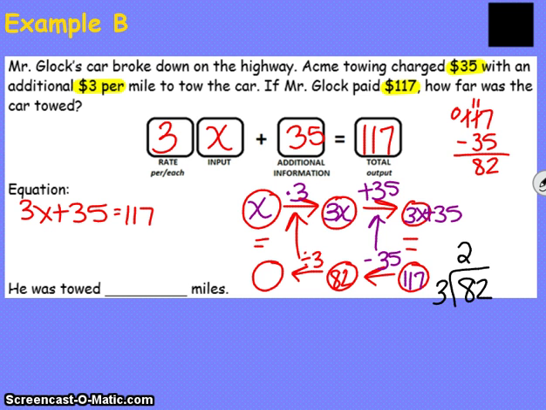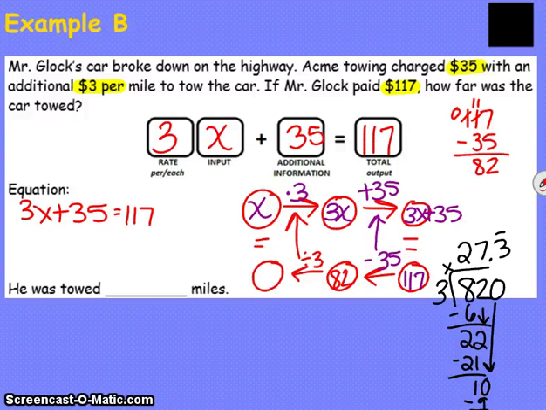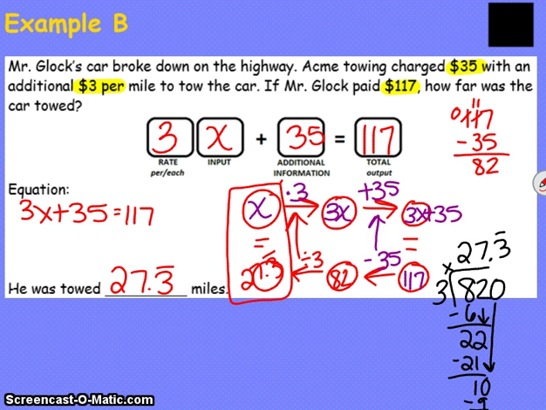3 goes into 8 2 times, and 3 times 2 is 6. 8 minus 6 is 2. Bring down this 2. 3 goes into 22 7 times, and 7 times 3 is 21. 22 minus 21 is 1. Got to add a decimal and a 0. 3 goes into 10 3 times. And I'm left over with 1, and so I know that this 3 is going to be repeating. So it's 27.3 miles. That 3 is repeating, so make sure you put that repeating symbol on top.